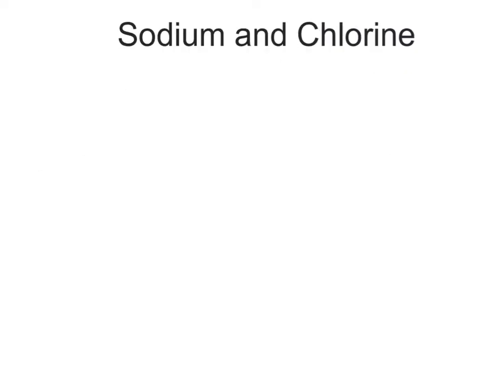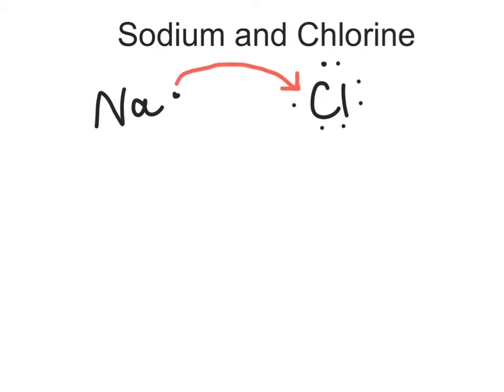For our first example, we're going to be combining sodium and chlorine. Sodium is Na, and it has 1 valence electron. Chlorine is Cl, and it has 7 valence electrons. So sodium wants to get rid of its 1 valence electron, and chlorine wants to add an additional valence electron. So we show this movement of electrons using arrows. We're going to draw an arrow showing that the 1 electron from sodium transfers over to the chlorine.